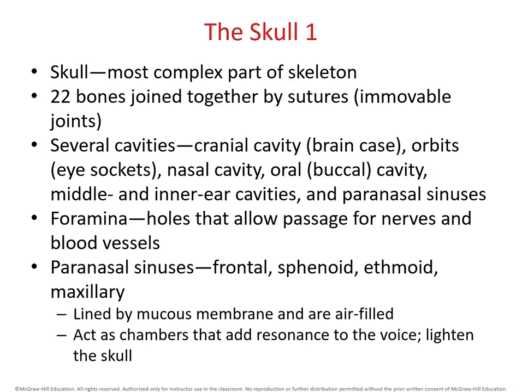We also have several cavities in the skull, and we'll talk about those. We have some foramina, or holes, that allow for nerves and blood vessels to pass through. We have different sinuses in the skull, and we'll talk about their function as well.